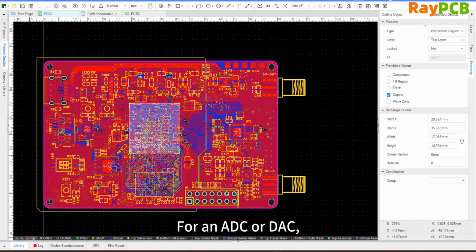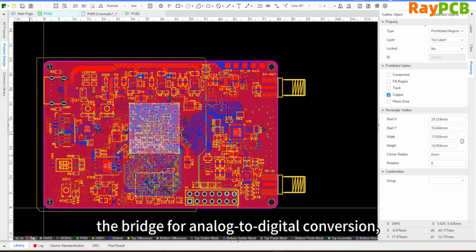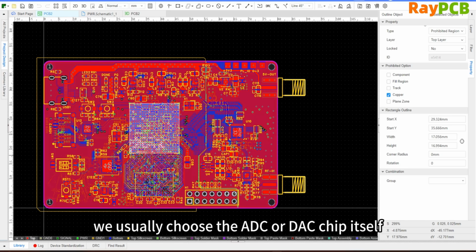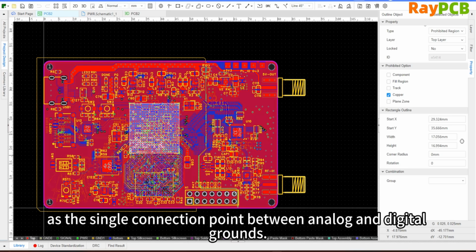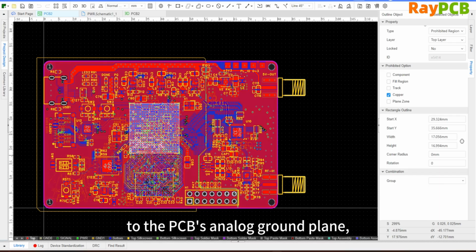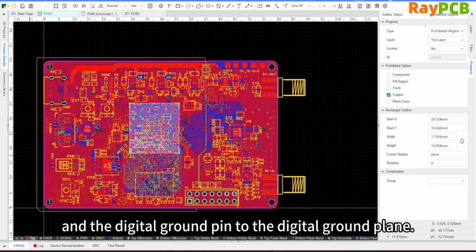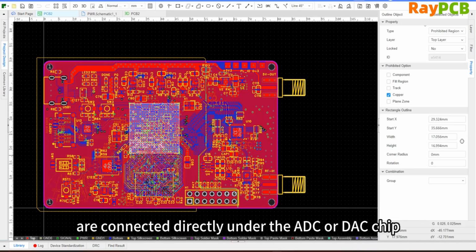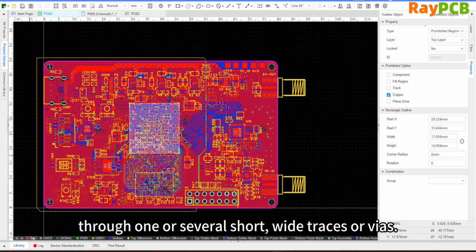For ADCs and DACs, which serve as bridges for analog to digital conversion, their digital and analog signal processing intersect. Usually we choose the ADC or DAC chip itself as the sole connection point between the analog ground and the digital ground. The operation is to connect the ADC DAC analog ground to the PCB's analog ground plane and the digital ground to the digital plane. Then, the two independent planes are connected directly beneath the ADC DAC through one or several main traces or vias.